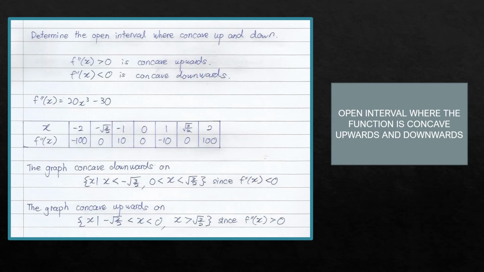By substituting different numbers from various intervals as x, we found that the graph is concave downwards on x smaller than negative square root 3 over 2 and also between the interval 0 and square root 3 over 2. The graph is concave upwards on the interval between negative square root 3 over 2 and 0 and also while x is bigger than square root 3 over 2.